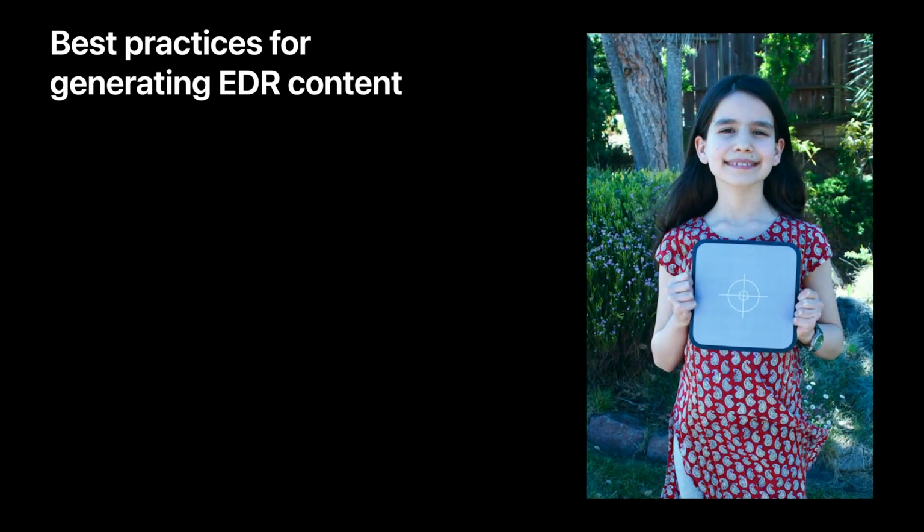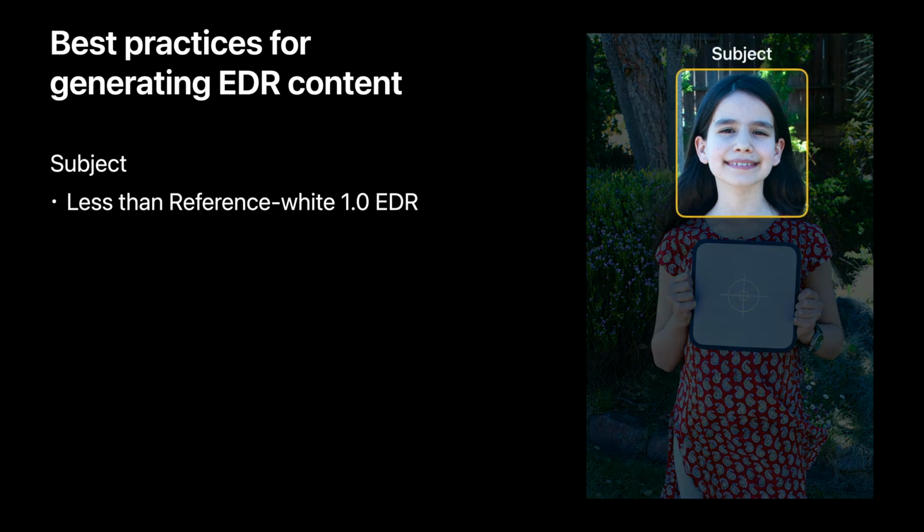Please consider this example of a girl holding an 18% gray card as used by photographers and animators to set exposure. The girl is the subject of the photograph, and consequently, the photographer or animator will set the exposure so that she is at or below reference white, and thus will not be clipped. Most user interface elements shouldn't exceed EDR 1.0 as well. However, there may be exceptions, including EDR color pickers or temporarily scaled UI, brightly illuminated to capture attention.